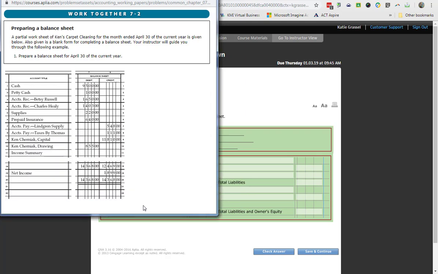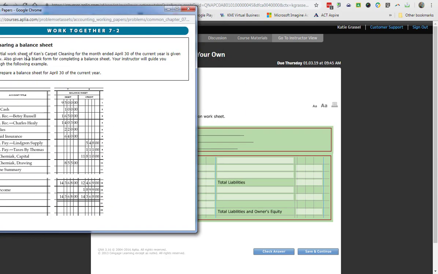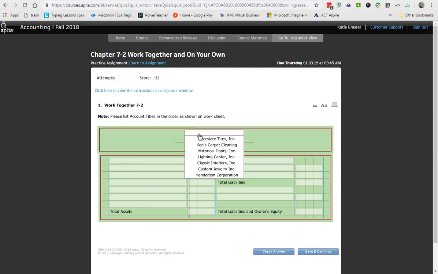You notice that they only gave you your balance sheet information. So let's go ahead and fill in the left hand or the top, and we're going to do this for Ken's carpet cleaning. And then this is a balance sheet, and we're preparing it as of April 30th of the current year. Very first line on the left-hand side is going to say the word assets, and it is going to be centered. I am going to do the left side completely, then I'm going to do the right side.